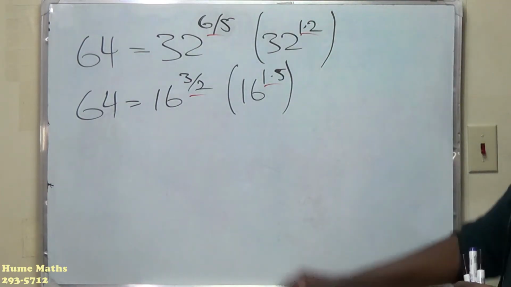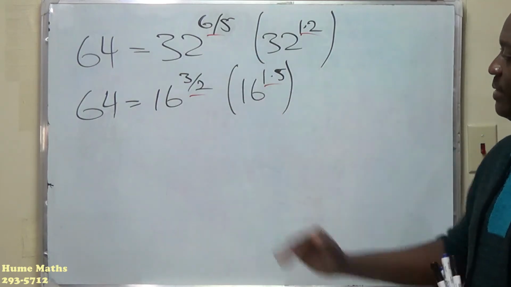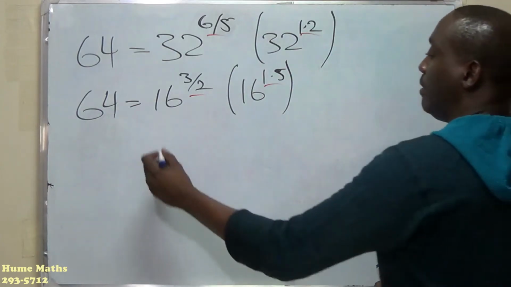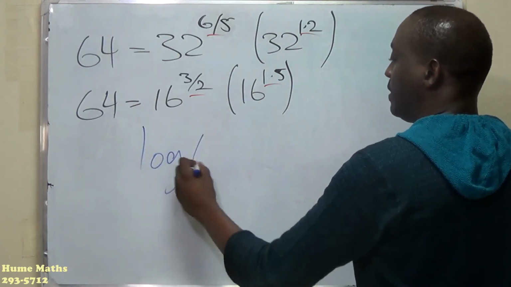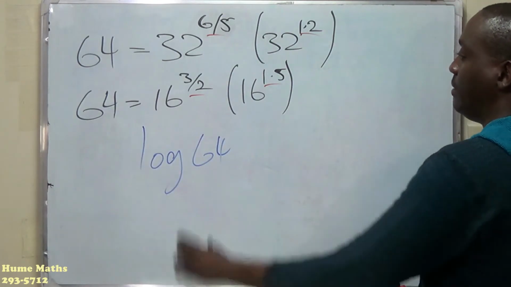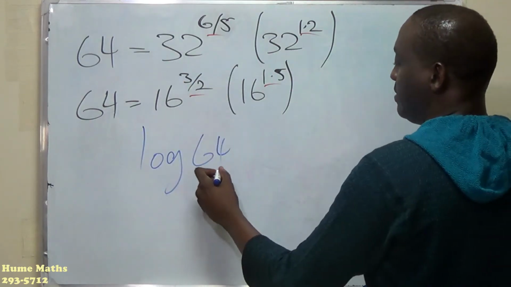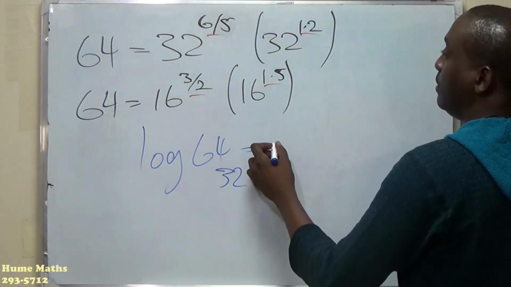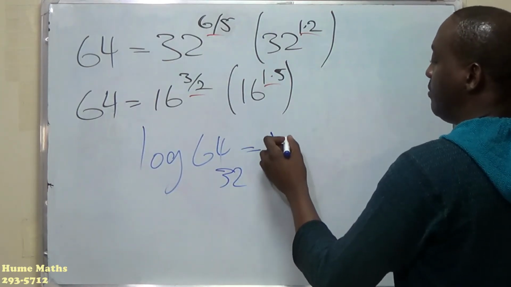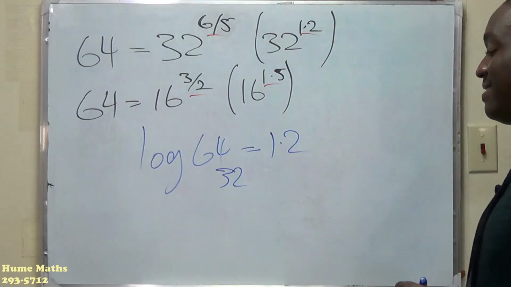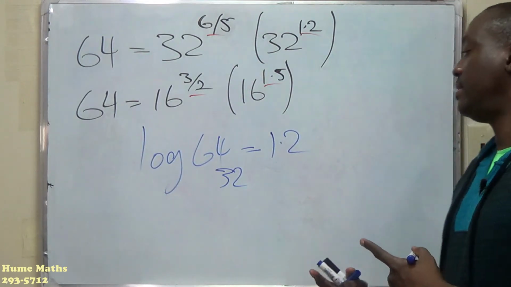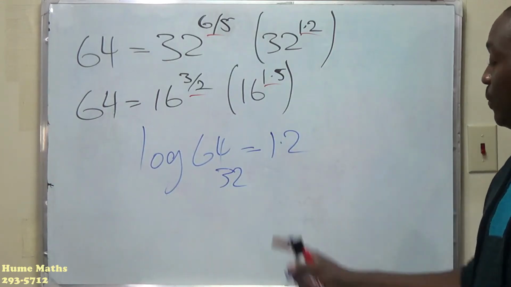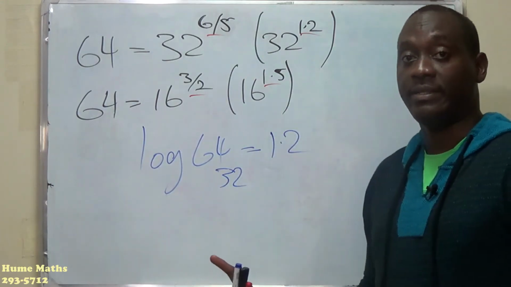Alright? So, given that we have these two exponential equations, we could then write in logarithmic form that the log of 64, let me start with this one here, the base is 32. Log of 64 to the base of 32 is equal to 6 over 5. Let us write it as 1.2. Just to start getting you acclimatized to the fact that once we start dealing with logs, more often than not, we will have decimals in the picture.